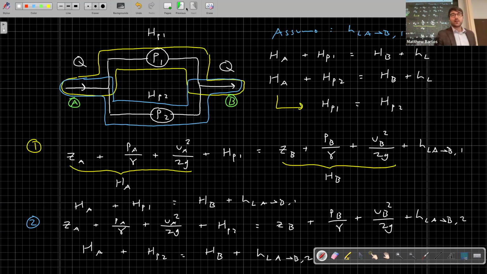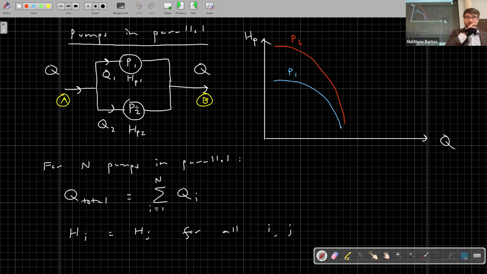So let's go back to our drawing here. We have that the total flow rate through this entire system is equal to the sum of the individual flow rates, and the head added by each pump is the same. So how can we add together these two pump curves to produce an equivalent pump curve for these pumps acting in parallel? Thinking analogously to how we did this for the pumps in series. Any ideas?